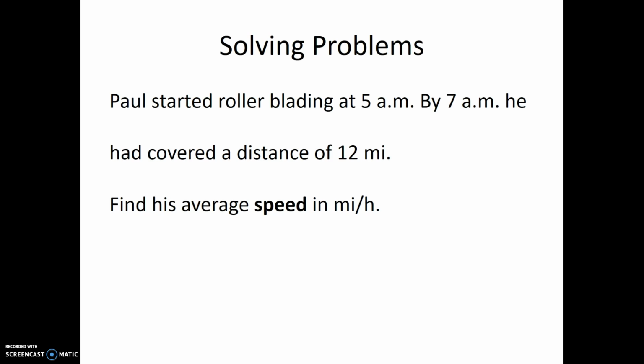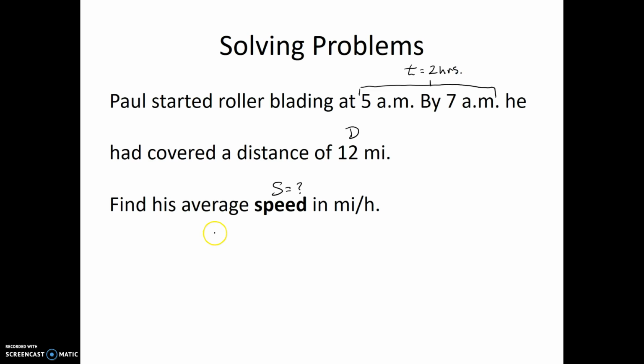Well, the first thing we have to do, of course, is to label our problem. So 12 miles, I'm going to put a D above that for my distance. I'm going to put an S with a question mark above speed because we don't know that yet. And I'm going to look up here, and it doesn't give me the amount of time, it just gives me the times he starts and stops. So time, if he started at 5 a.m. and then at 7 a.m. he'd covered a distance of 12 miles, that's going to be 2 hours.